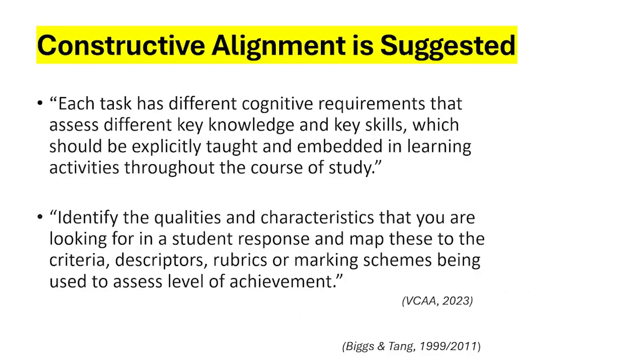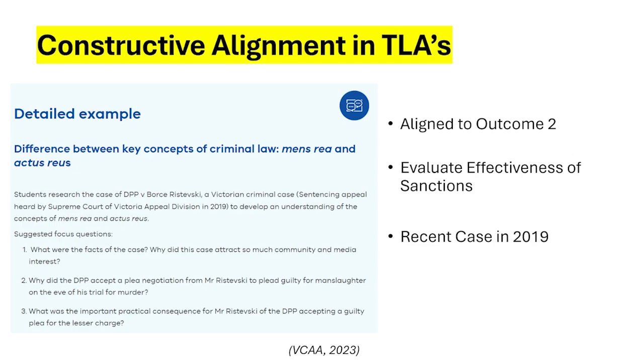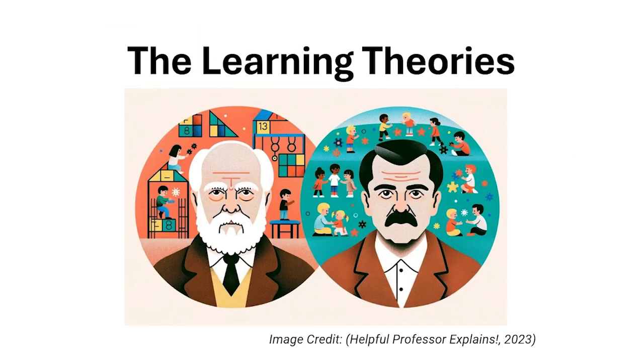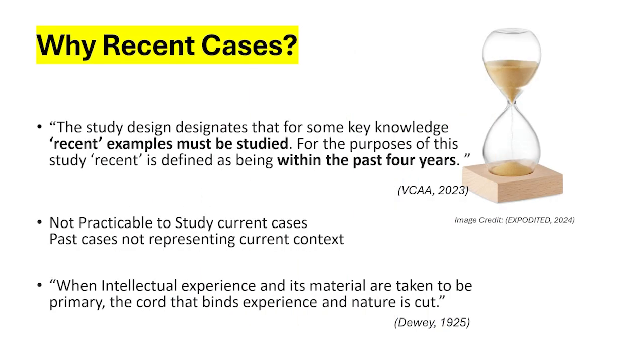We can also see constructive alignment throughout the study design, as it is suggested to teachers to explicitly teach the knowledge that's required, or at least embed it in their learning activities. This example learning activity shows how students need to understand criminal intent and also the criminal acts, which forms part of Outcome 2 in Unit 1. Let's now look at the learning theories behind this study design.